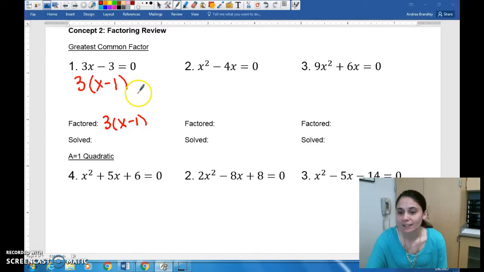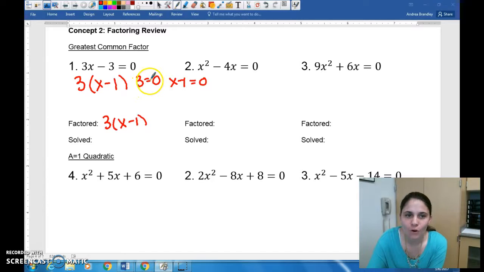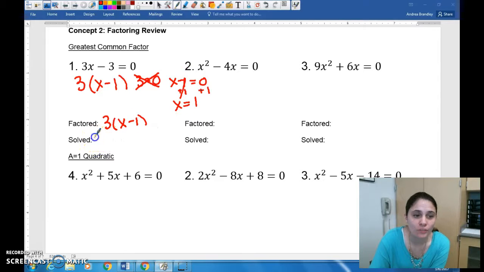Solved would mean I know what x equals. So this is how I go about solving it once I've factored it. You're going to set each of your factors equal to 0. So I'm going to set 3 equal to 0 and x minus 1 equal to 0. Except, does this make any sense? 3 equals 0. There's no x to solve for, and 3 doesn't equal 0, so this is actually not included. But for my x minus 1 equal to 0, to get x by itself, I'm going to add 1 to both sides. So then x equals 1. So for the solved section, I'm going to say x is equal to 1.